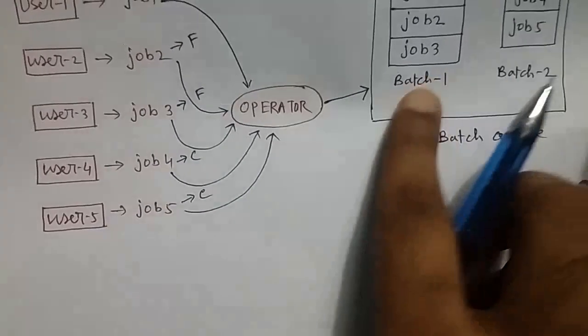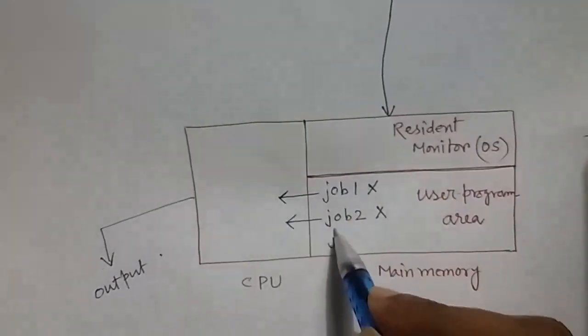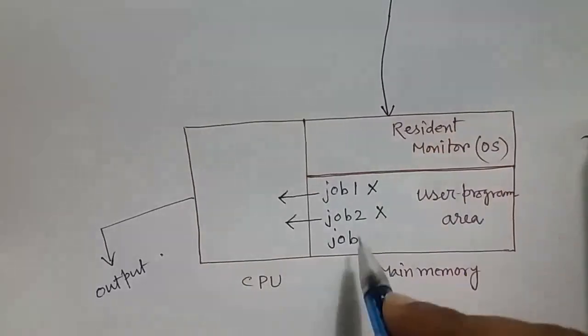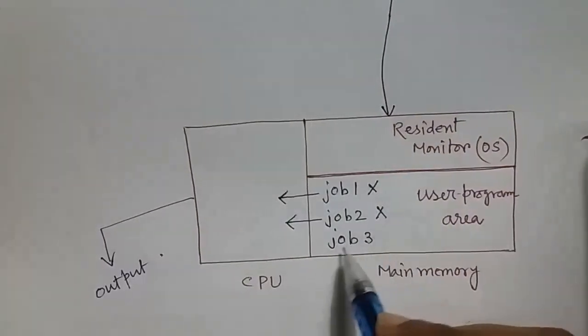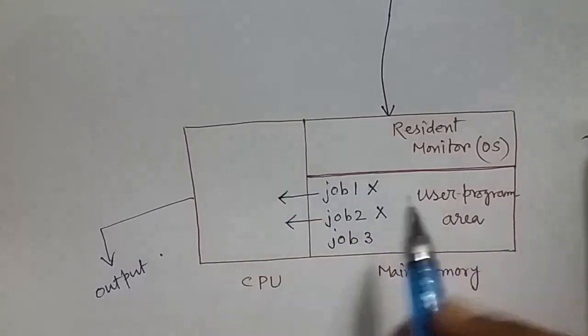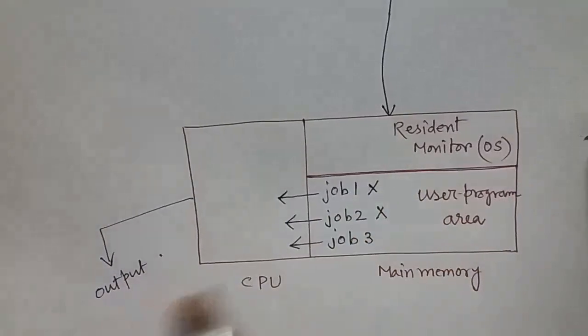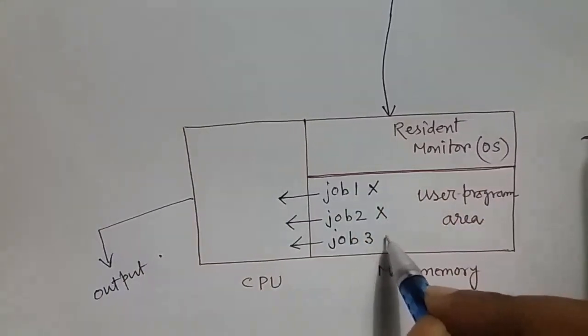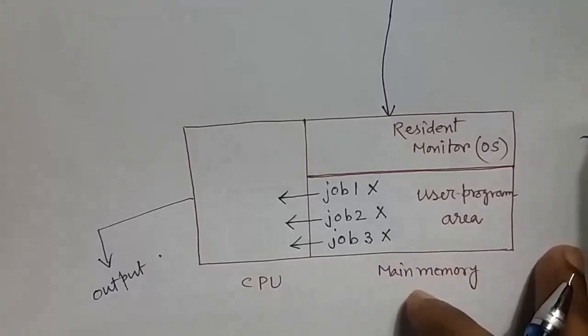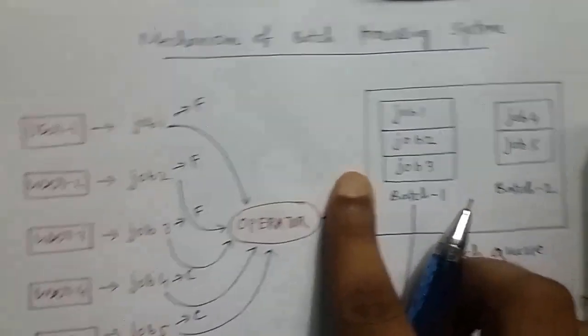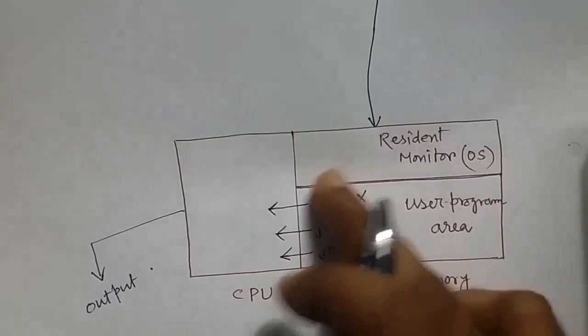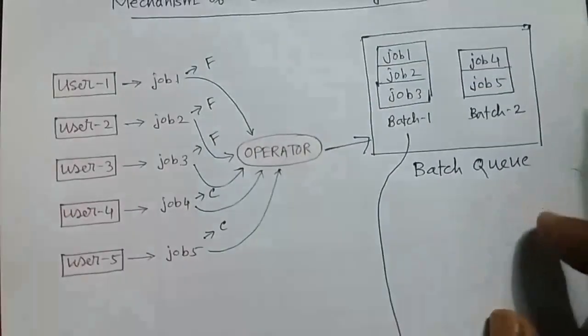Okay, now job 3 of batch 1 will be loaded in the main memory by the resident monitor. So job 3 is loaded in the main memory for execution, and when the processor is available, job 3 will be sent to the CPU, then the output will be produced, and then job 3 will also be deallocated from the main memory. Okay, so in this way all the jobs of batch 1 are now executed, isn't it? As you can see, the memory is also deallocated for all the jobs.